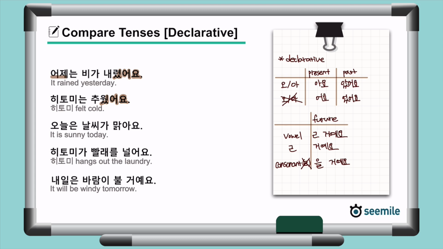These sentences were completed with the 었어요 ending, so Kai is talking about past events. And he used the word 어제 as well, so he was saying it was raining yesterday and that Hitomi felt cold. These sentences finish with the 아요, 어요 ending, so Kai is talking about current fact, which is that it is sunny today and Hitomi is hanging laundry now. Here, the 리을 거예요 ending is used, so it's telling us about what's going to happen in the future, in particular, 내일, tomorrow.